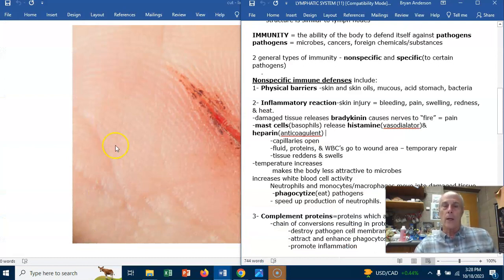And then also, oftentimes in a wound area like this, it feels warm to the touch. And that is also something that happens, to make this new window to the outside, this new passageway for pathogens to get into the body, less attractive for them. It increases white blood cell activity to the area, and so basically what that means is neutrophils and monocytes or macrophages move into the damaged tissue.